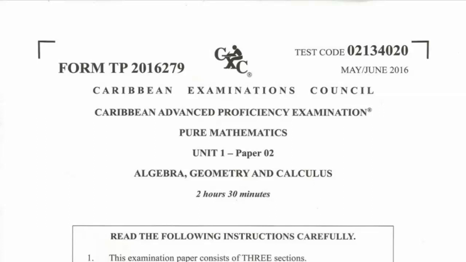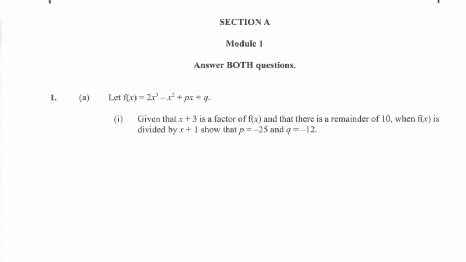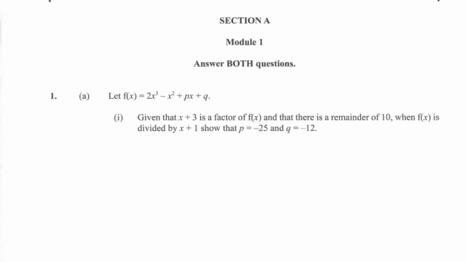Today we're looking at the June 2016 K Pure Math Paper 2 exam. So we begin with question 1. Let f of x equal 2x cubed minus x squared plus px plus q, given that x plus 3 is a factor of f of x.